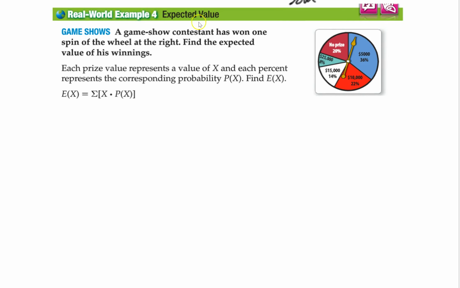So let's look here. A game show contestant has one spin of the wheel at the right. Find expected value of winnings. So the idea here is, if you're going to spin this wheel, what do you expect to get on average? So the way we find it, it's very simple. We're going to find the sum of each value times its probability. So first value, let's start with this, no prize. So that's 0, right? You don't get a win. That's 20% chance of that happening.